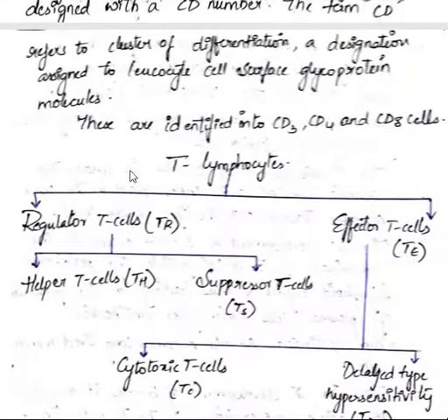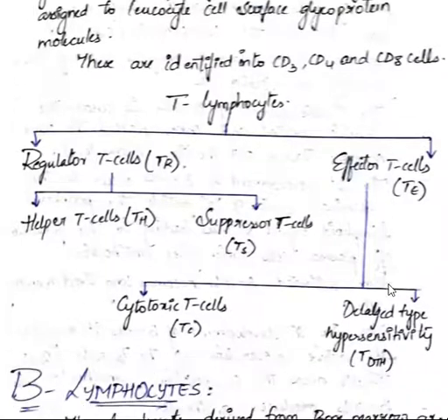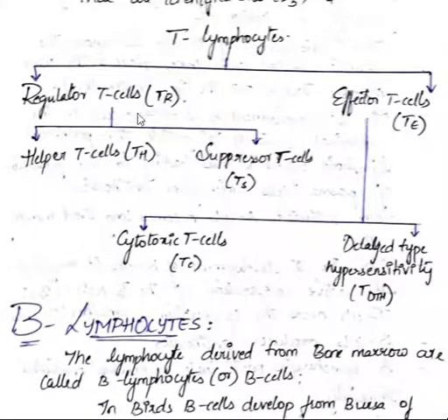Okay, this is all about the T lymphocytes that we have discussed. There are two types mainly, regulator T cells and effector T cells. The regulator T cells, that is TR cells, are again of two types depending upon the suppression or enhancement of B cell production, that is antibody production, that is TH and T suppressor. Coming to the effector T cells, again we have two types, that is TC, cytotoxic T cells, and TDH, delayed type hypersensitivity T cells. So this is all about the T lymphocytes.